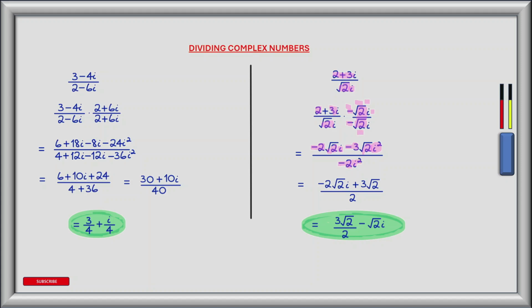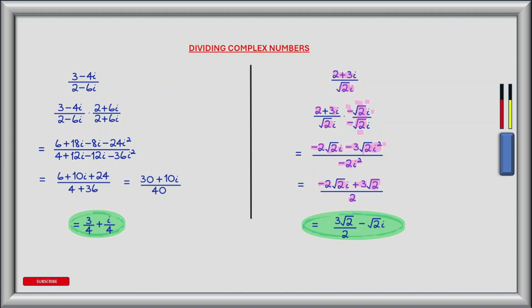Simplifying both numerator and denominator, we have minus 2 multiplied by the square root of 2i plus 3 multiplied by the square root of 2, because i squared is minus 1, and minus 1 multiplied by minus 3 multiplied by the square root of 2 gives 3 multiplied by the square root of 2. And in the denominator, we get 2, because minus 2i squared becomes minus 2 multiplied by minus 1, as i squared is equal to minus 1, which gives 2.